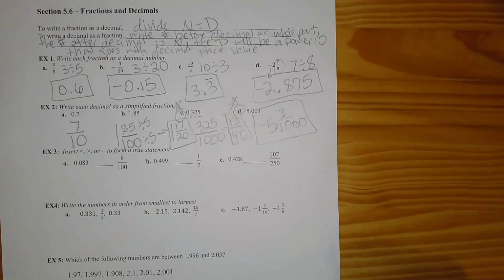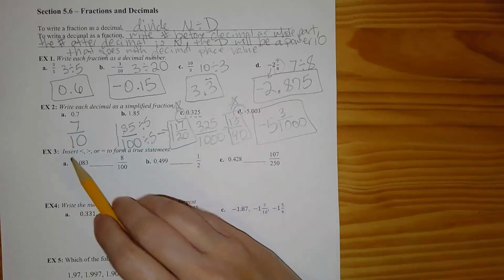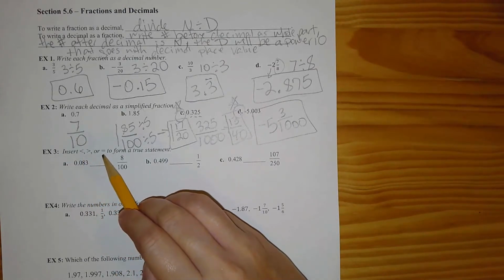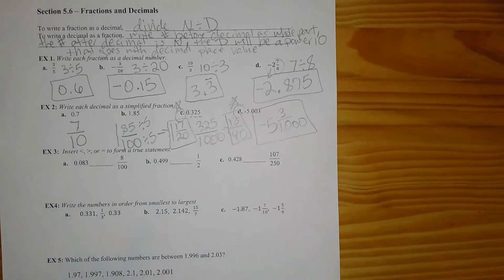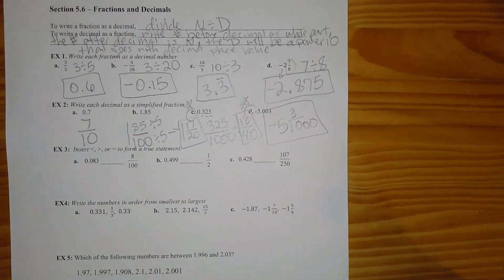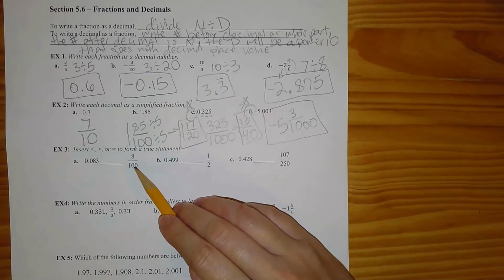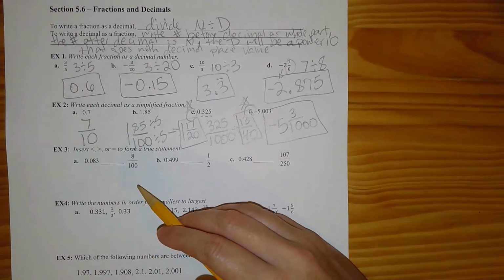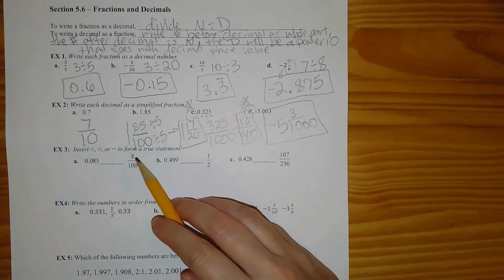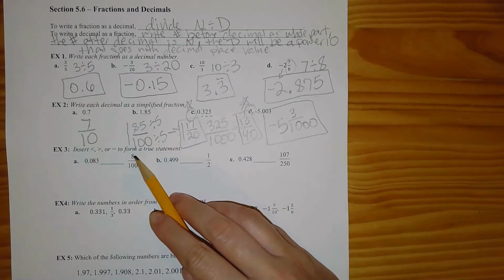Next up is comparing. So we're going to insert a less than, greater than, or equal to symbol to form a true statement. So the first thing I notice is I've got fractions and decimals in all of these, and it's a little bit hard to compare apples to oranges, right? So let's make them the same format so that it's easier to see. So how about we turn our fractions into decimals so that it's easier to look at. So my first fraction is 8 over 100. So if I do 8 divided by 100, that's 0.08.